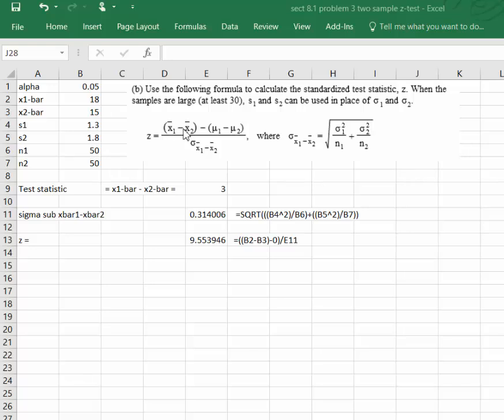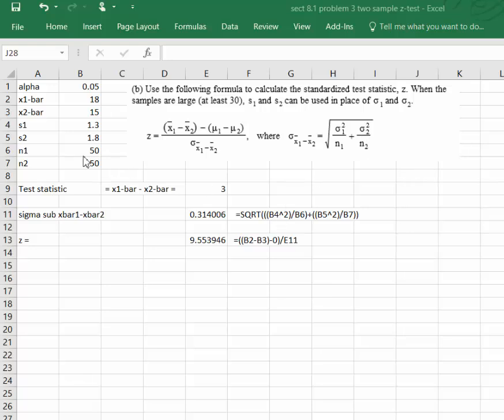There's your test statistic right there. mu1 minus mu2, we say they're equal, so that's 0. And then sigma x1 bar minus x2 bar is equal to the pooled, and we just substitute s in there. Let's solve for the sigma here, sigma sub x bar 1 minus x bar 2. Here is the Excel formula, kind of complicated, but you'll see that we're doing s1 squared over n1 plus s2 squared over n2.